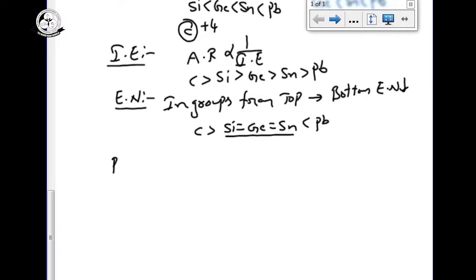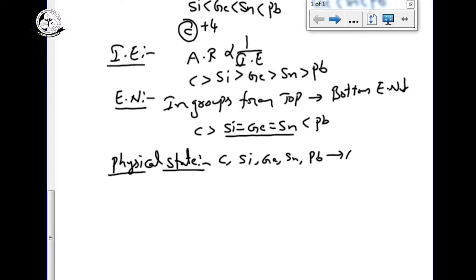Next, physical state. All elements are solids: carbon, silicon, germanium, tin and lead. All are solids. Metallic nature. Next property is metallic nature.